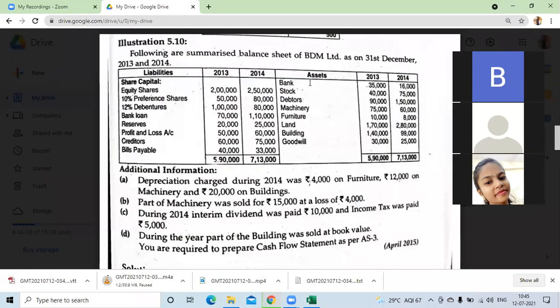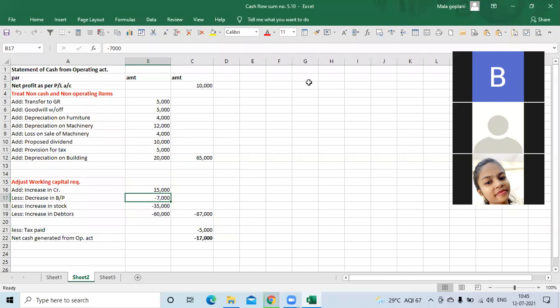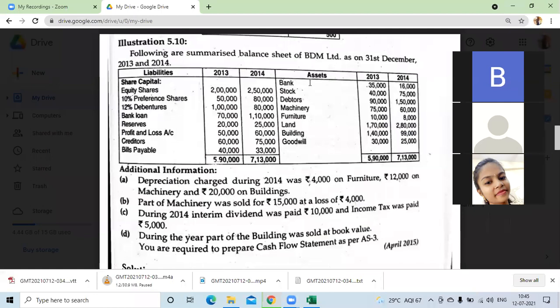Tell me how much is the difference between 40,000 and 75,000? Bracket 35,000. If you want, you can look at the screen and check with your answers. Is it 35,000 bracket? Yes, ma'am. Okay. Now come to the next item, debtors. Debtors means 90 and 150. So 90 se 150 ho gaya. So increasing or decreasing?